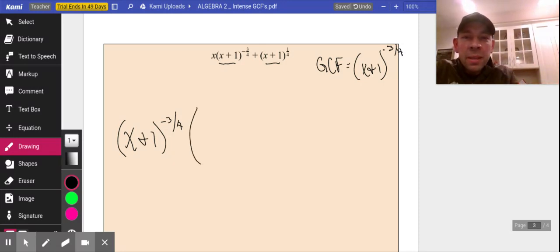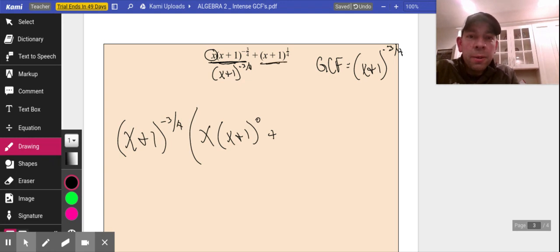All right. Now, when I divide this first expression by x plus 1 to the negative 3/4, you're going to be left with this x right here, and then you're going to technically have the quantity x plus 1 to the 0. And then over here, we'll divide by x plus 1 to the negative 3/4. Little sidebar here, 1/4 minus negative 3/4 makes 4/4, which is a 1. So I'll just have x plus 1 to the first, right?